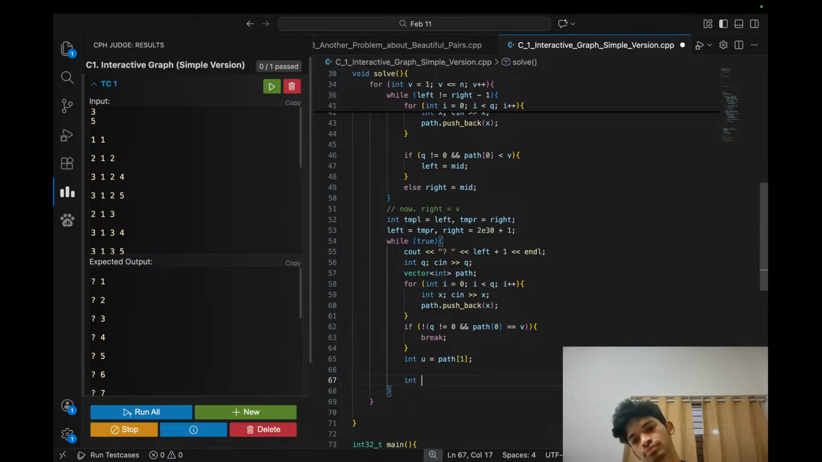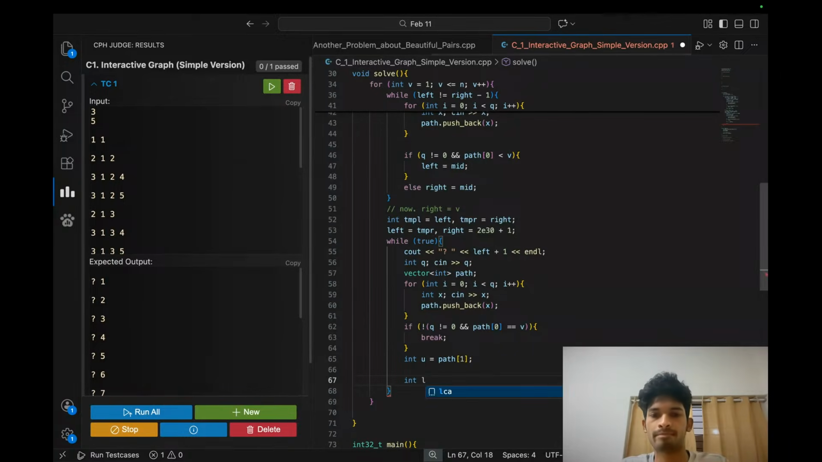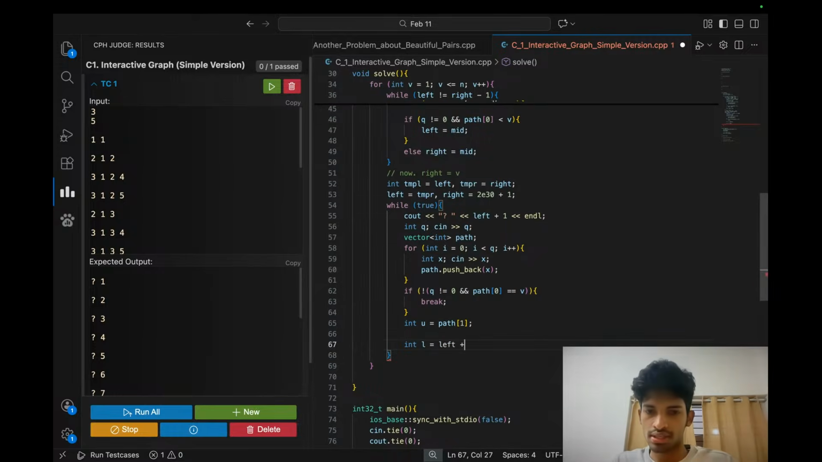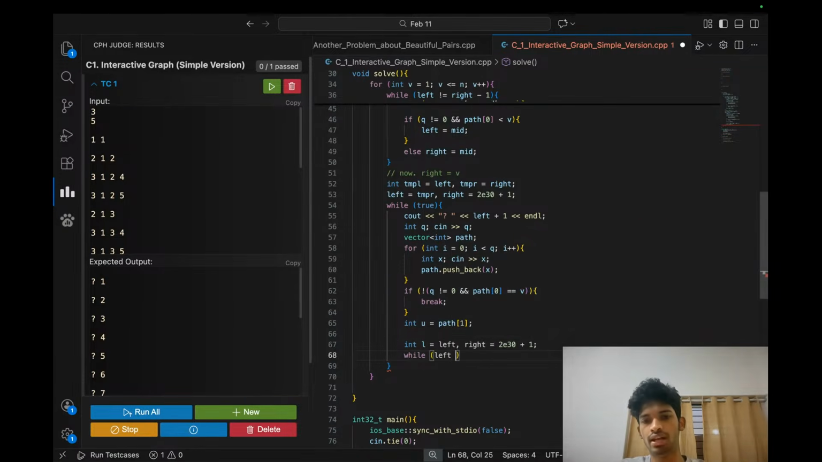Hmm, I'll use L comma R now. L equals to left, right equals to 2e30 plus 1, while left not equals to right.